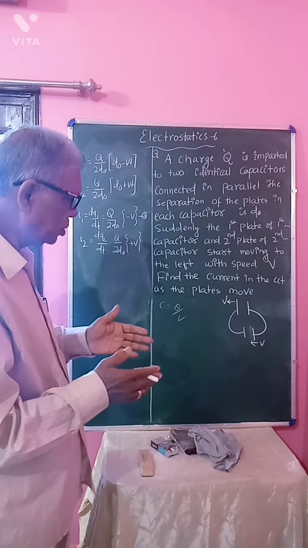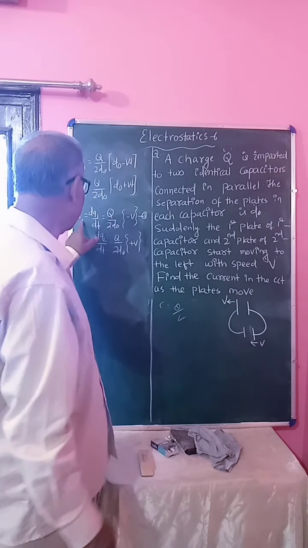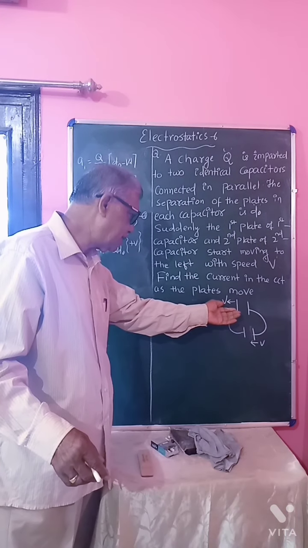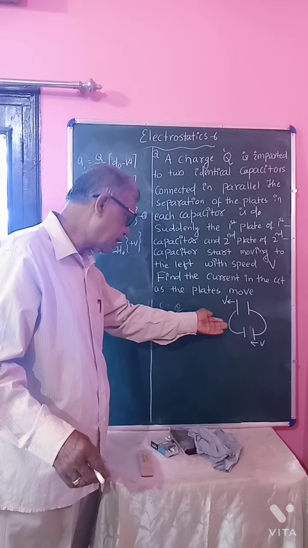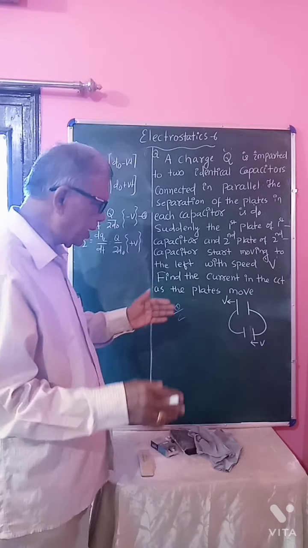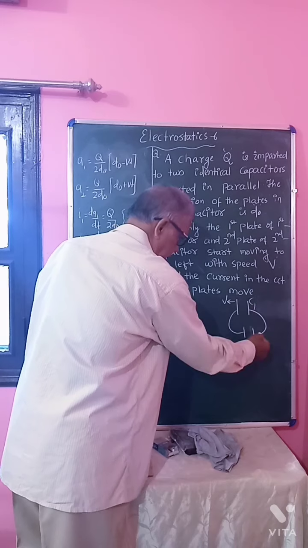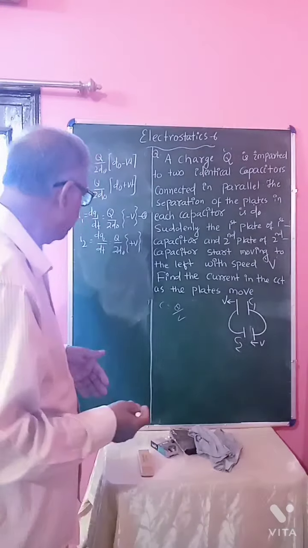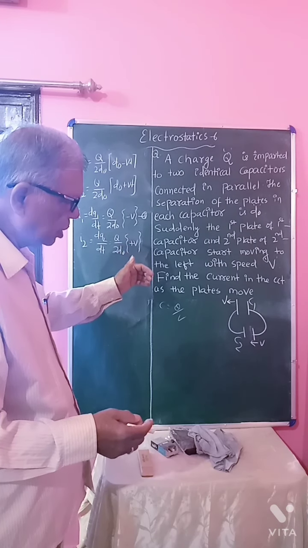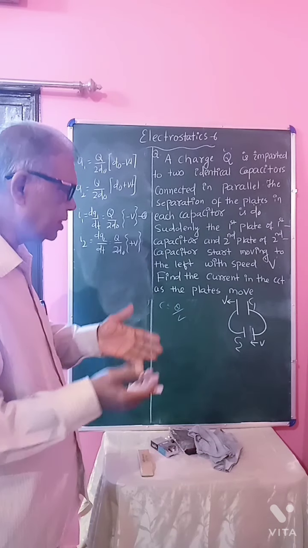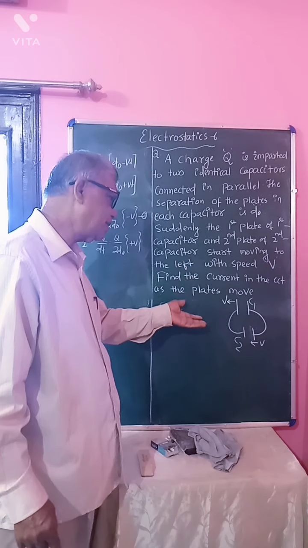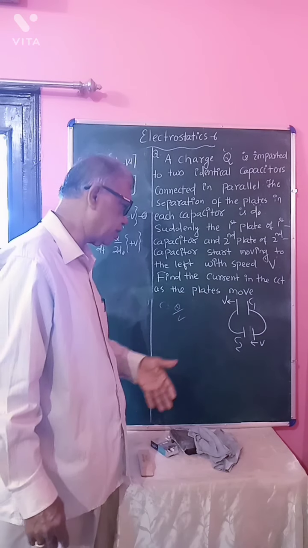So the negative sign shows that since the charge is decreasing, the current comes out of the capacitor C1, and for C2, the current is plus I2, that is, the current is flowing towards the capacitor. That is, a charging current flows for the capacitor C2 and a discharging current flows for the capacitor C1.